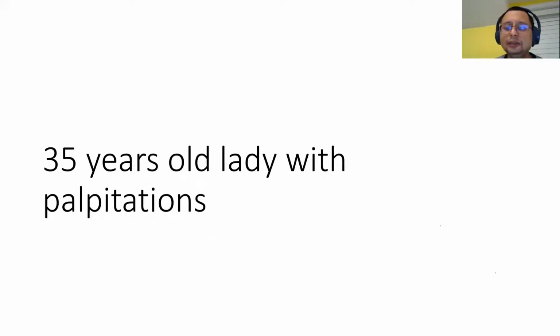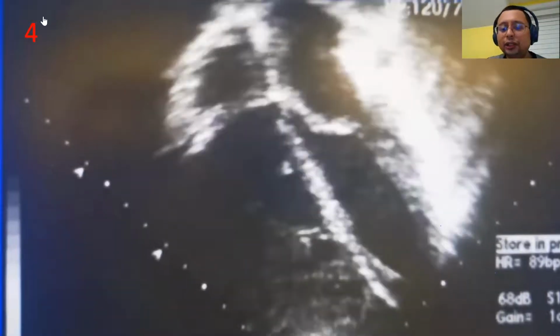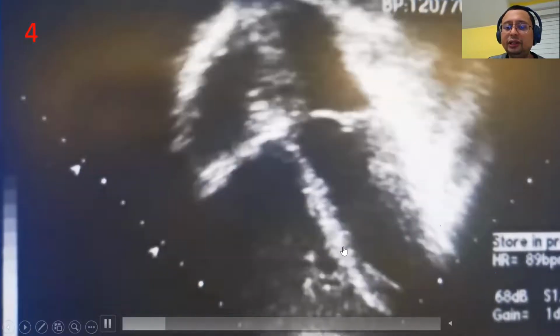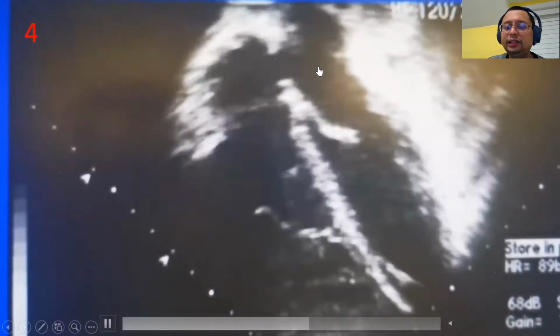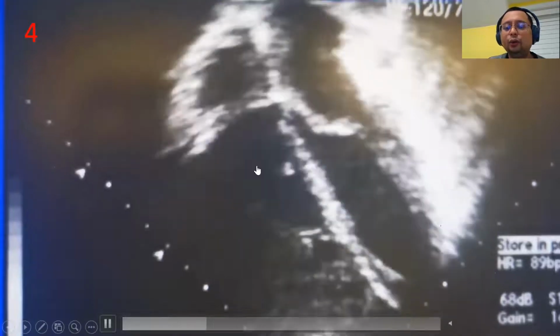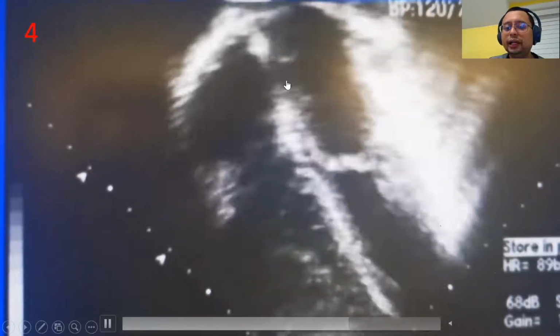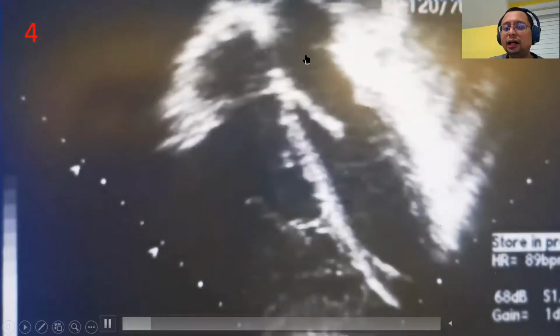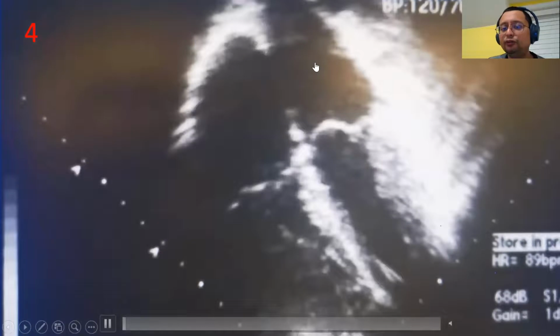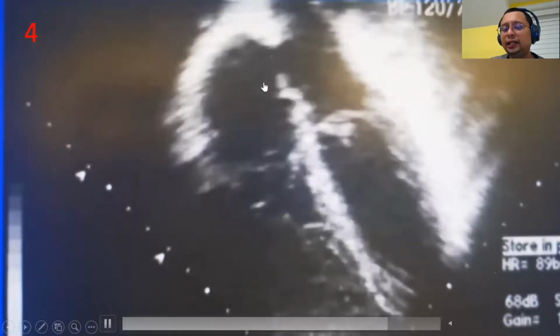Let me show you an example of ASD secundum. This is a 35 year old lady with palpitation. Again, you can see the left atrium and the right atrium, the left ventricle and the right ventricle, and you can see an echo dropout there. Always be sure that this is not just an echo dropout. Make sure that you can see the color flow through it, and look at multiple windows. It's very common in this apical 4-chamber view to see an echo dropout that is not actually an ASD.